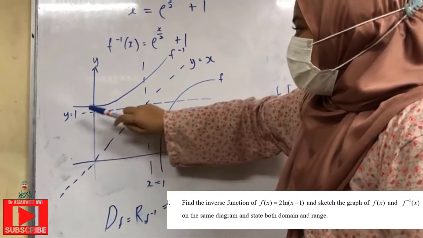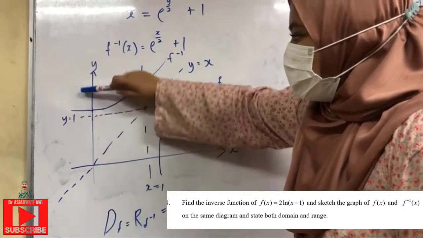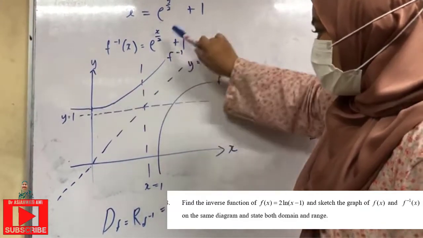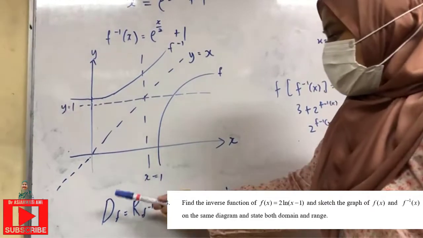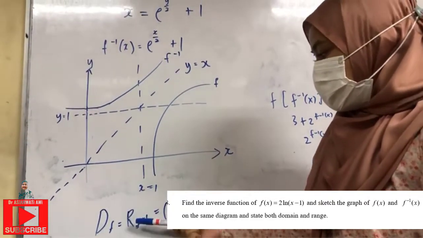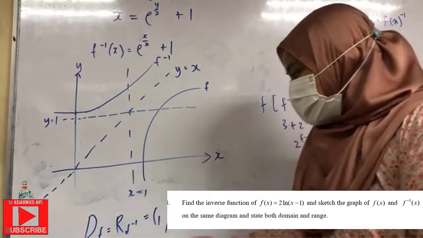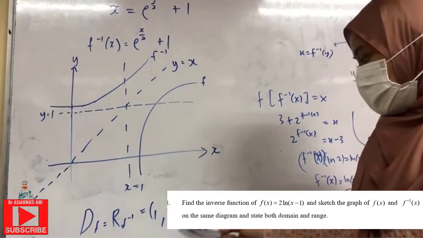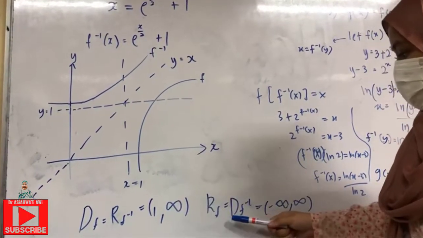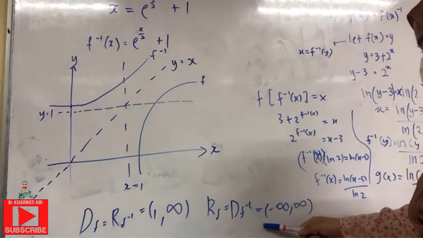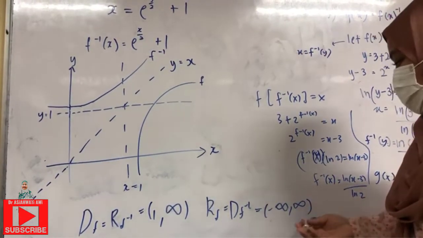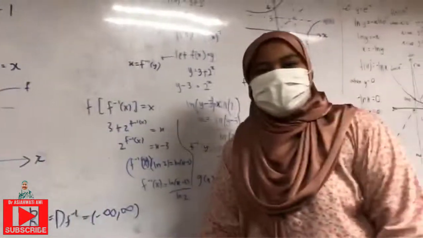So y equal to 1. So kita pun sama, dia tak akan kena kat 1. Dia almost je. So kita dapat domain f dia ataupun range untuk f inverse sama dengan (1, infinity), dengan dia punya range untuk f, ataupun domain untuk f inverse dapat negative infinity to infinity ataupun real number.